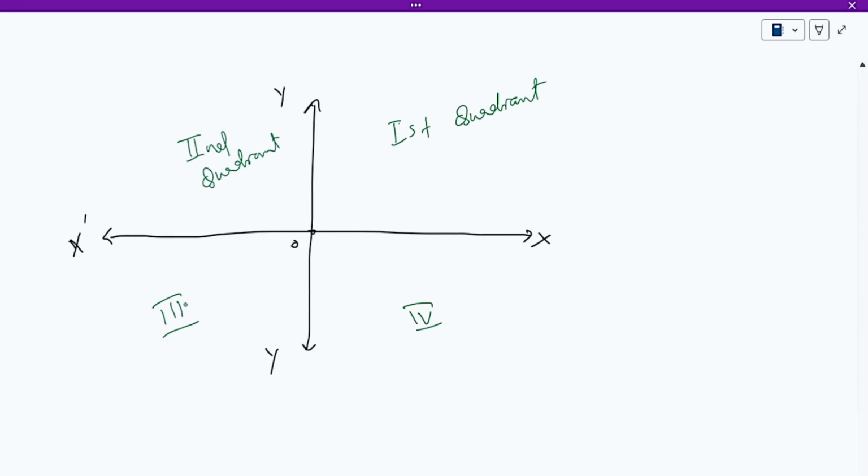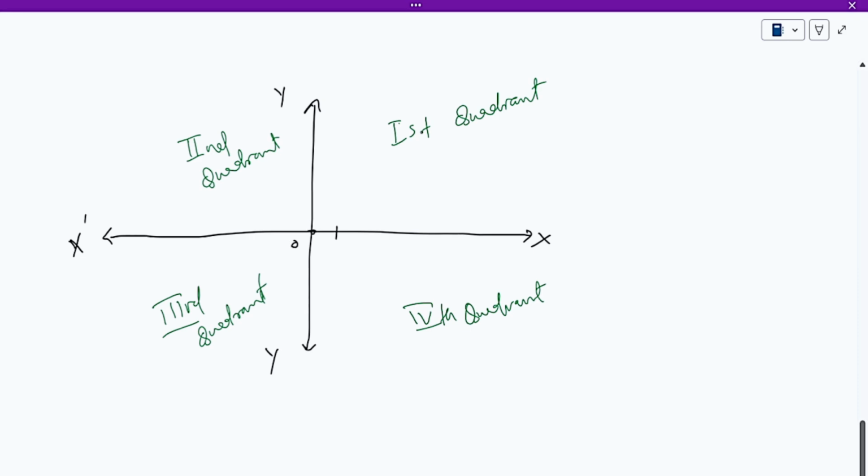Then next we have the third quadrant, and this is the fourth quadrant. So why is it important to learn the quadrants? As I said, trigonometry is based on this only. Now you yourself will say what is the sign of the point in the first quadrant.